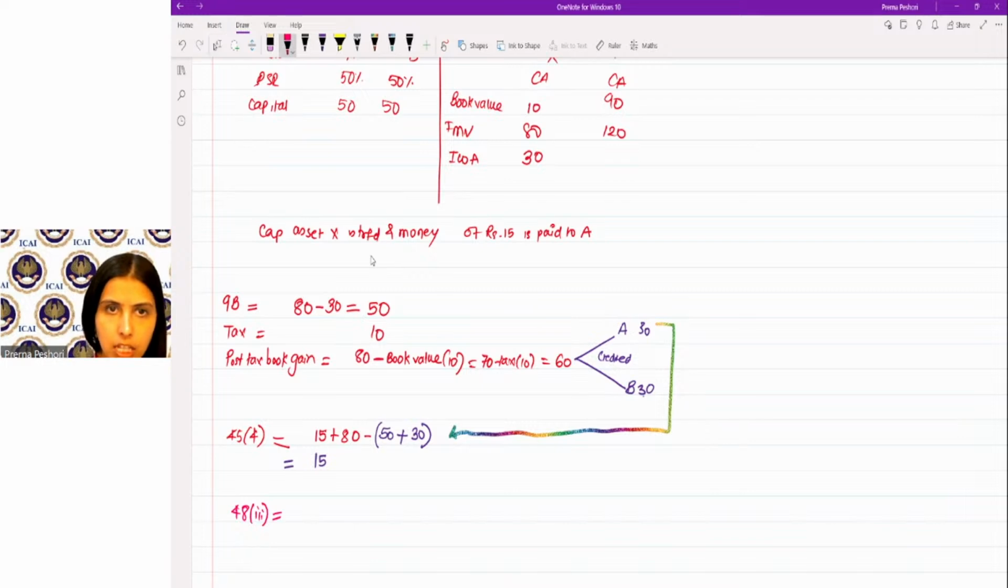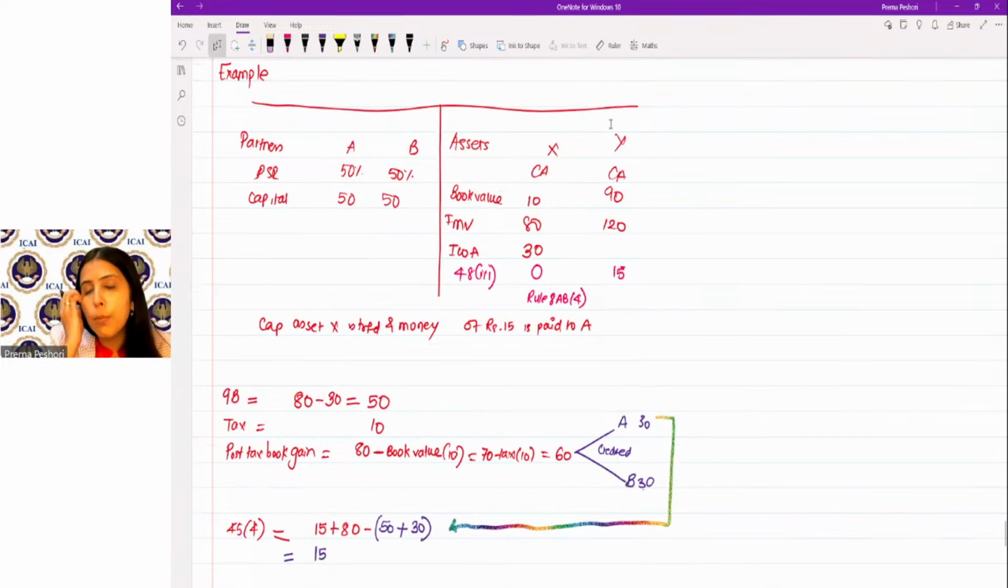So my 48.3 in respect of capital asset X will be 0, because this asset itself is getting transferred. So as per rule 8AB(4), 48.3 is 0. And now this is the only asset which remains. So therefore the entire 15 will be attributed to this. So when capital asset Y is sold, 15 will be allowed under 48.3. Are we clear? Any doubt?